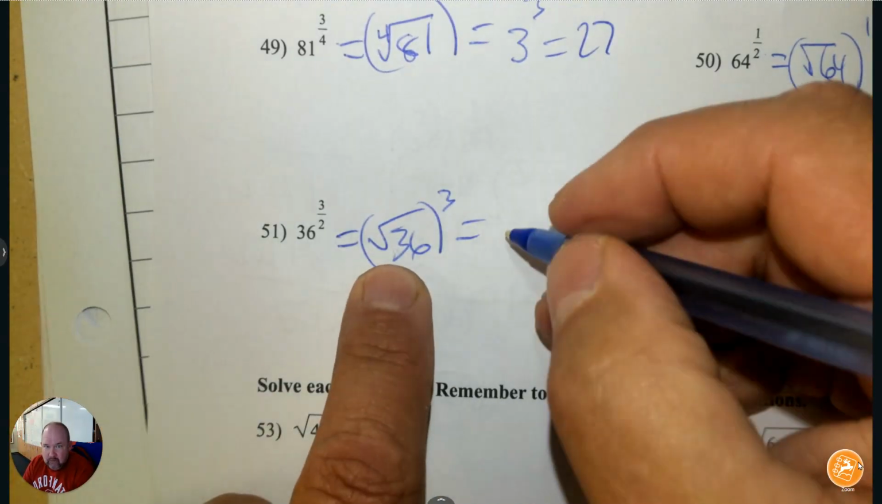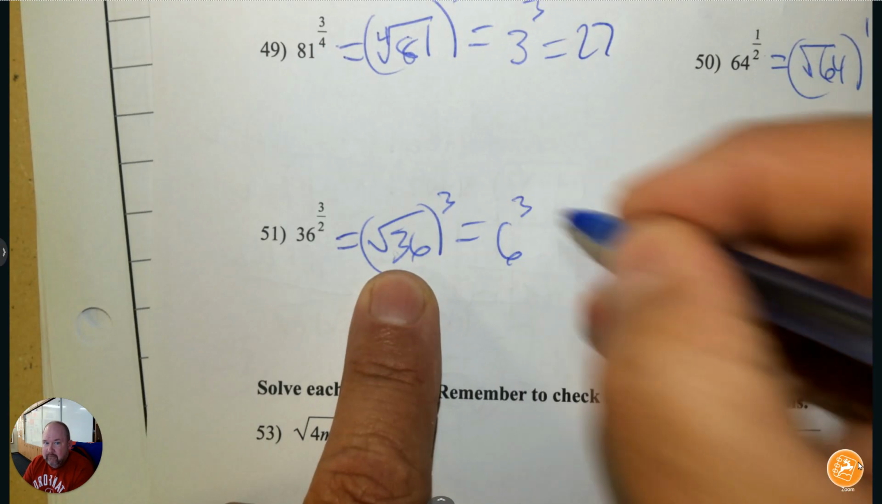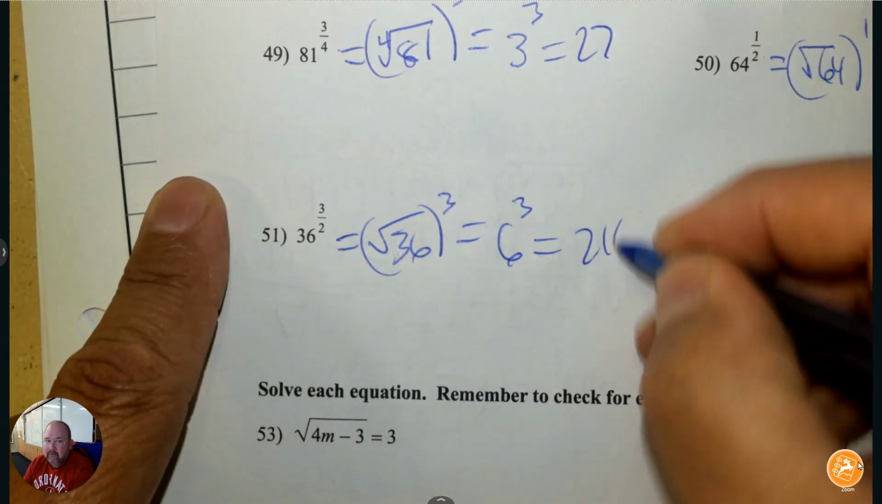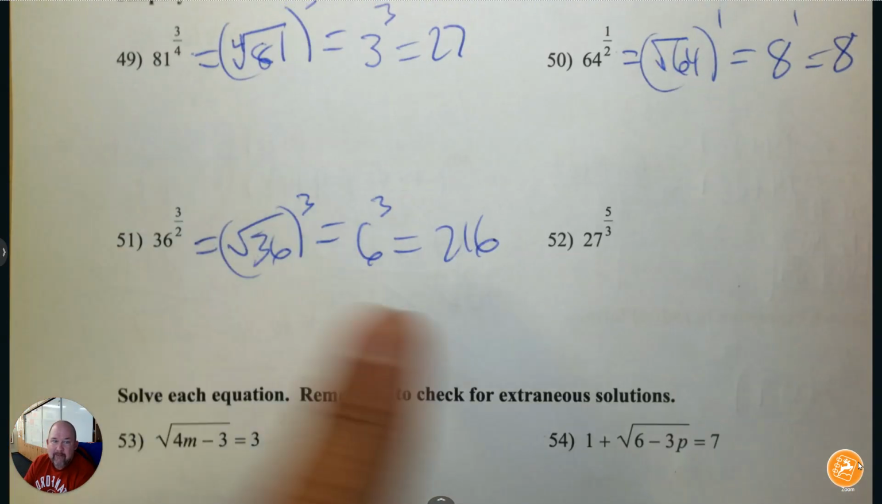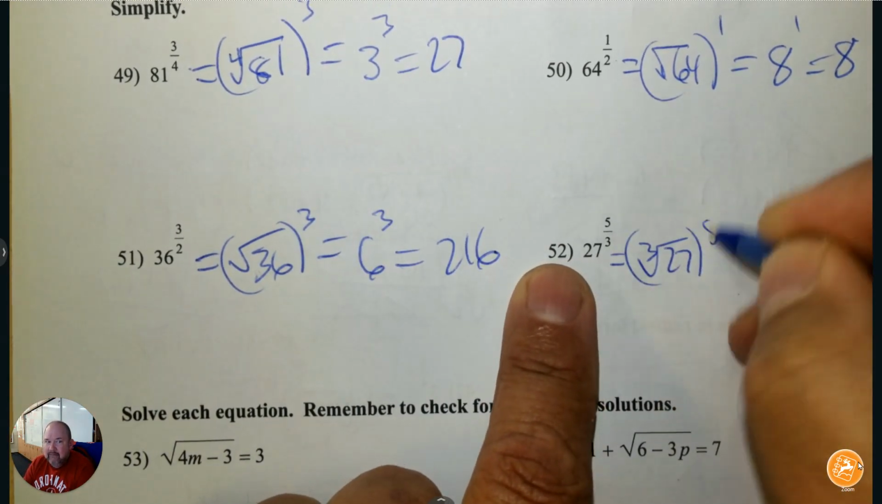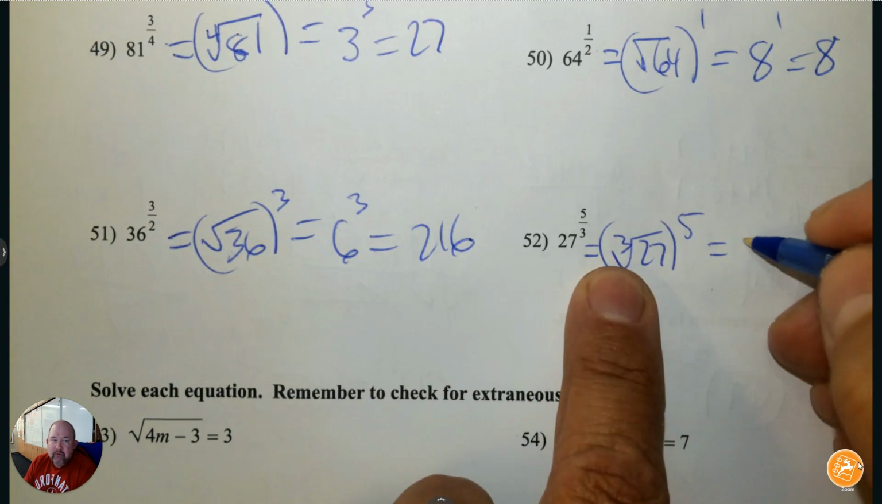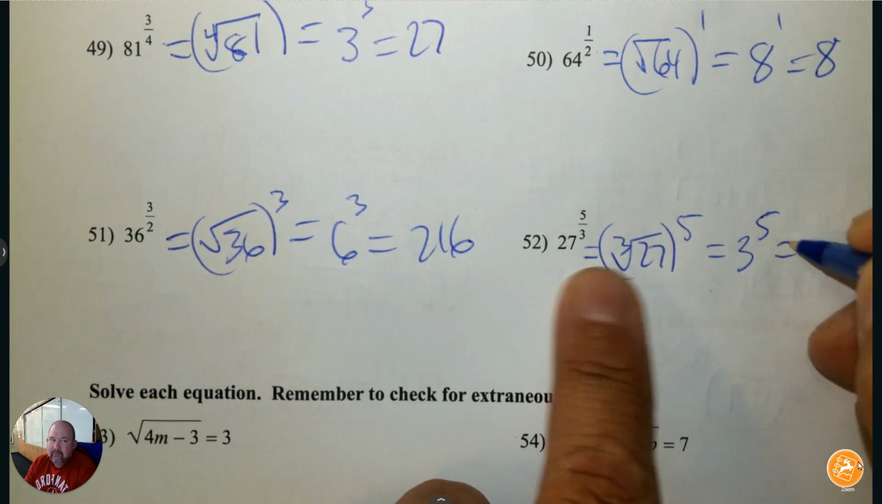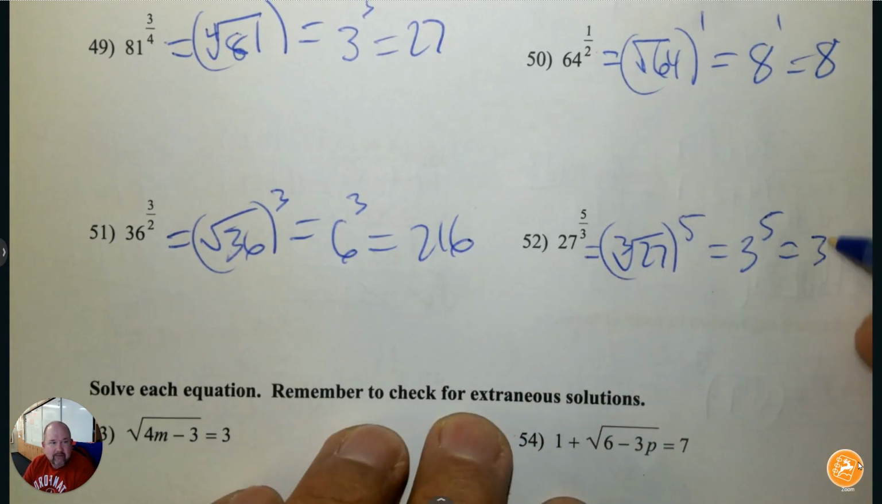So what is the square root of 36? To the power of 3. 6 times 6 times 6. I'll help you. 216. Cube root. It's going to be a big number to the 5. So the cube root of 27 is 3, and then 3 to the 5 is 3 times 3 times 3 times 3. It's like 343.